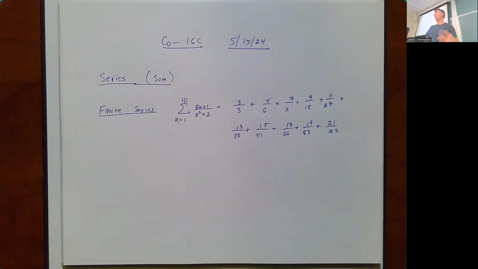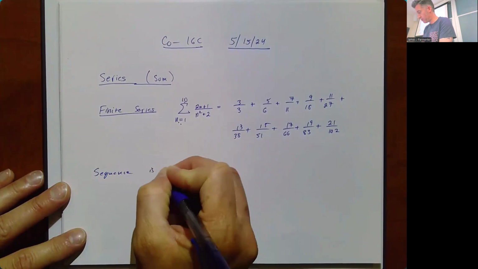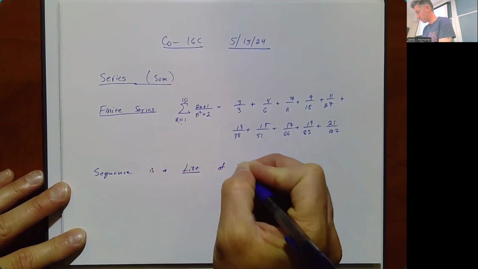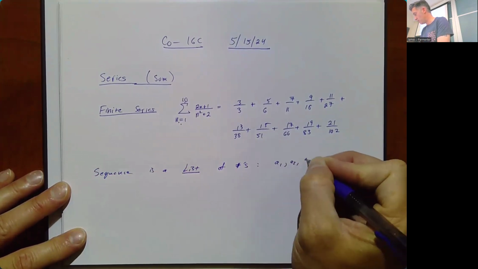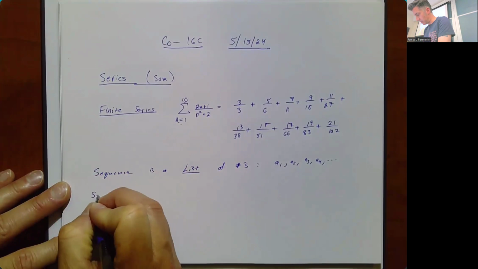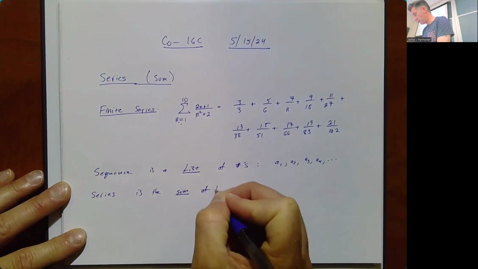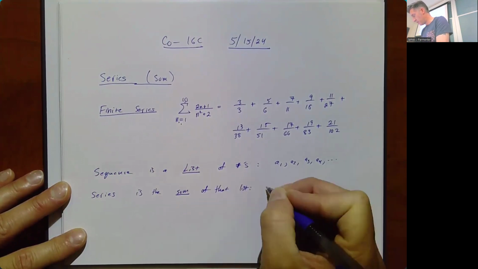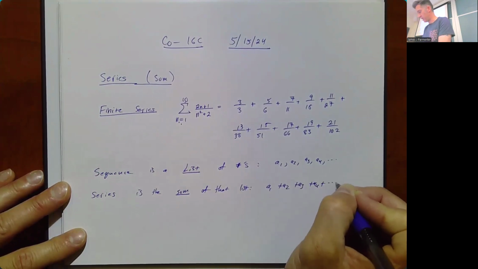So the main difference, the main thought difference between a sequence and a series is that a sequence is a list of numbers, typically thought of as a sub 1, a sub 2, a sub 3, a sub 4, etc. Whereas a series is the sum of that list: a sub 1 plus a sub 2 plus a sub 3 plus a sub 4, etc.